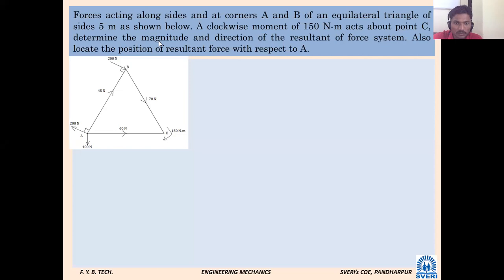Prathamesh, Sawan. Yes, sir. Prathamesh, will you read loudly? Okay, sir. Forces acting alongside at corners A and B of an equilateral triangle of side 5 meter as shown below. A clockwise moment of 150 Newton meter acts about point C. Determine the magnitude and direction of the resultant of the force system. Also locate the position of the resultant force with respect to A.